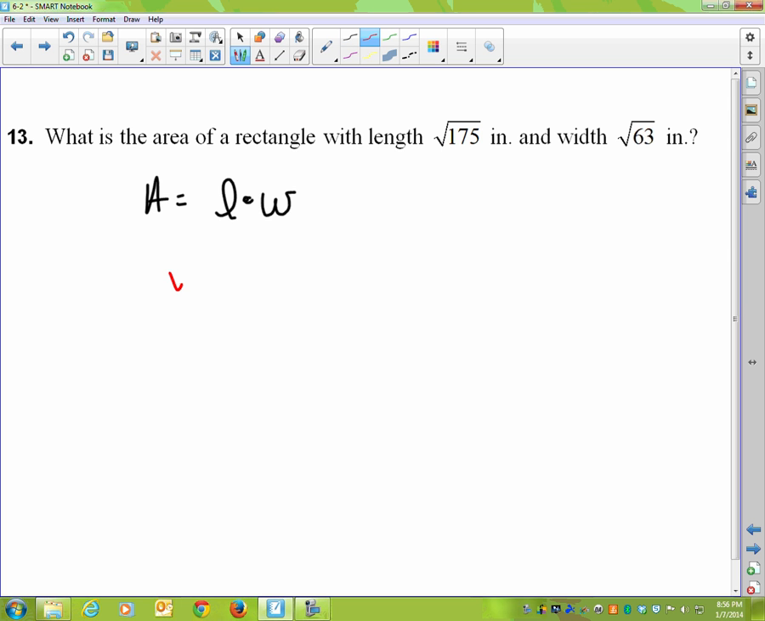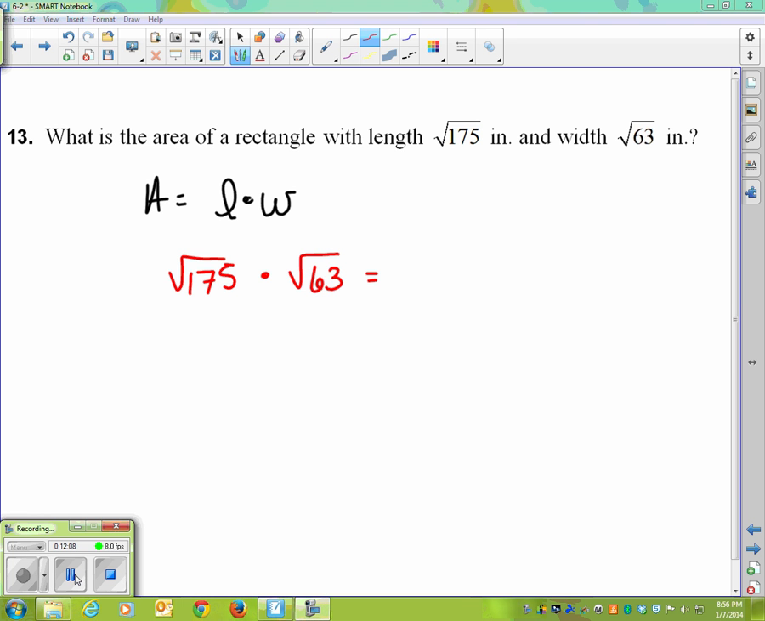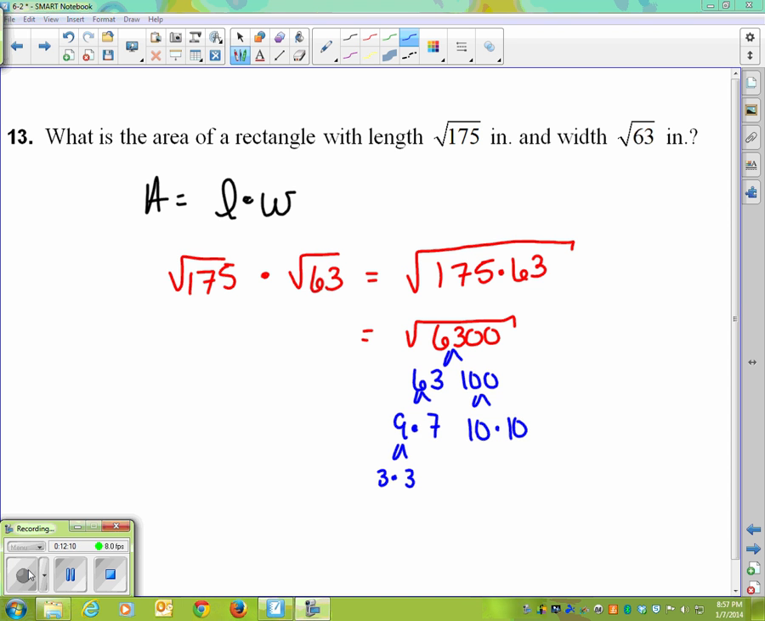So take radical 175 times radical 63 and you finish out the problem. This is how I began my factor tree. I multiplied 175 times 63 and got 6,300.